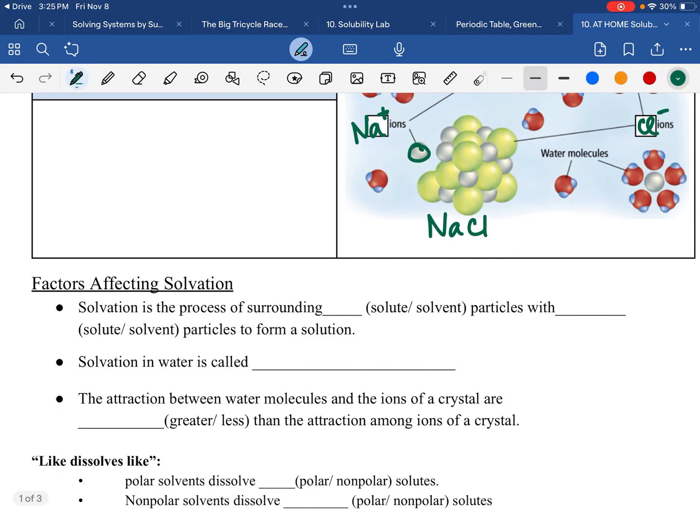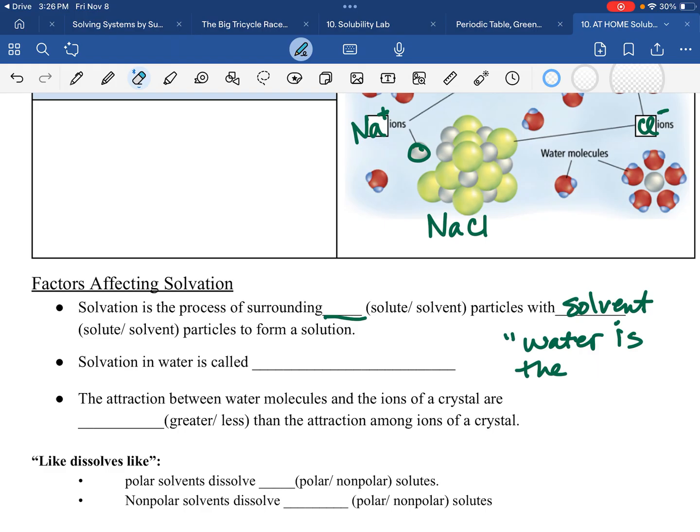So I'll give you one of the answers. Solvation is the process of surrounding something. What do we call the sodium and chloride, the salt, with the solvent particles? The water is the solvent. There's a phrase in science that says water is the universal solvent, which kind of makes it sound like water can dissolve anything. That is not true, as we'll learn, but it does dissolve a lot of things. It's what we use most often as a solvent. Water is the universal solvent.